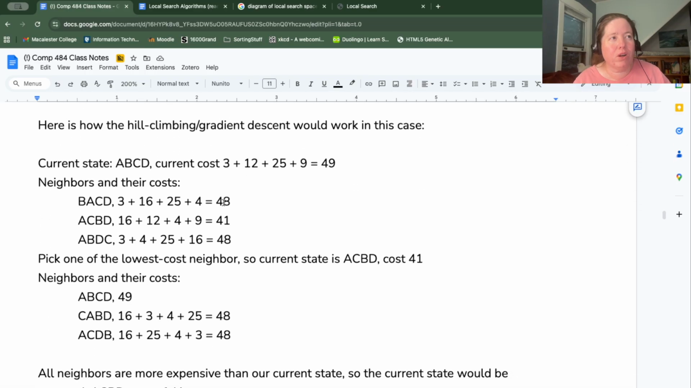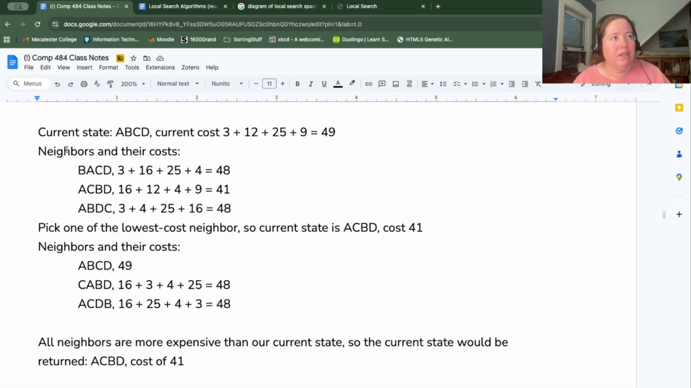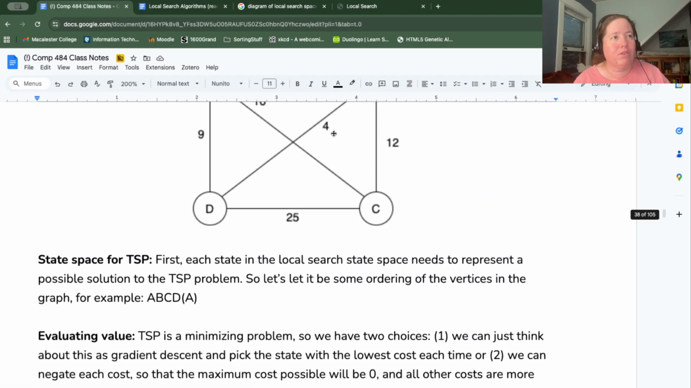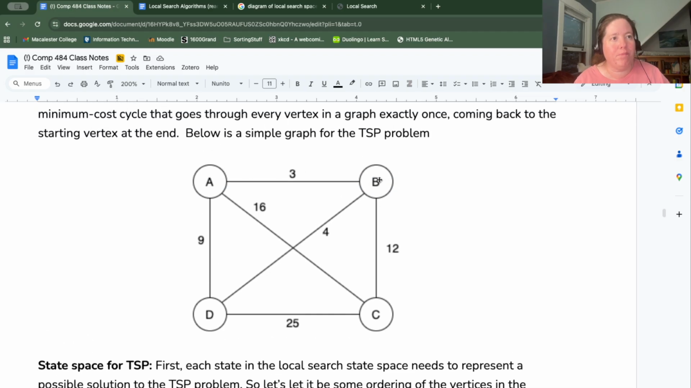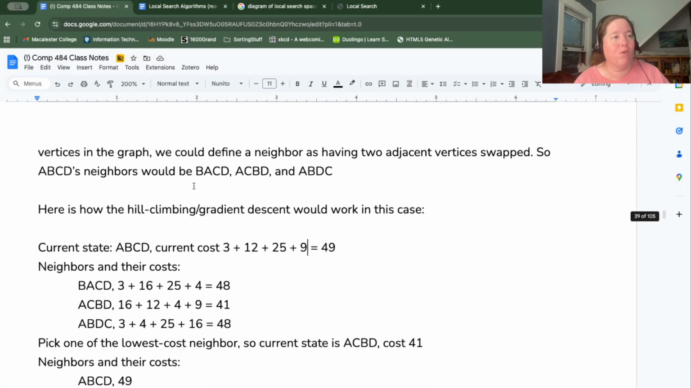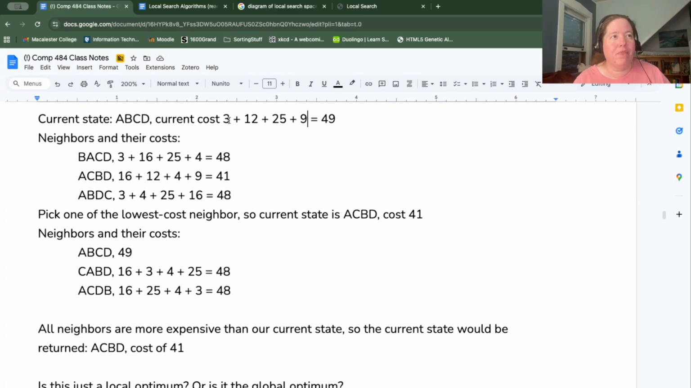All right, so we're going to walk through this example and take a look at what would happen. Our current state ABCD has the cost as shown here, 3 plus 12 plus 25 plus 9, which is 49. I'll go back to the graph momentarily. That was ABCD, so we have 3 plus 12 plus 25 plus 9. That's the cost of that path. I'm not going to keep going back to that graph every time. So we add up those costs, we get a total cost of 49, and then we generate their neighbors and calculate all of their costs. For each of these, I've gone back to the graph and figured them out. We have 2 that have a cost of 48, and we have 1 that has a cost of 41.